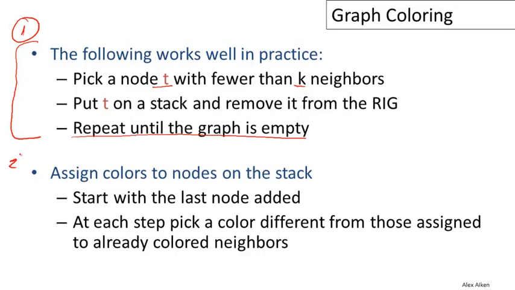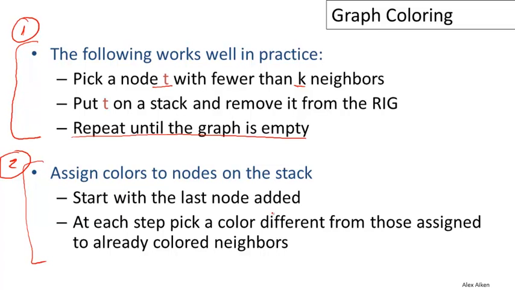And then in part 2, we assign a coloring. We build a coloring for the nodes on the stack. And the nodes are processed in the reverse order they were added. So the last node added to the stack is processed first. And at each step, what we do is we pick a color that is different from those assigned to the already colored neighbors. So the idea is we pick a node off the stack, we pop it off the stack, we add it back into the graph along with the edges that it had in the original graph, and then we color it. So then we look at its neighbors.